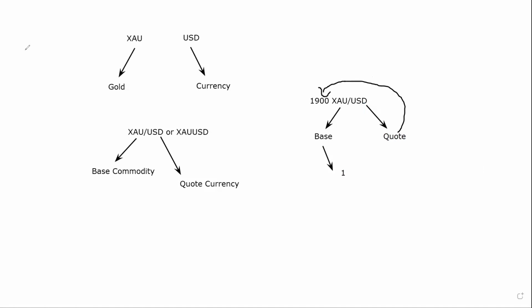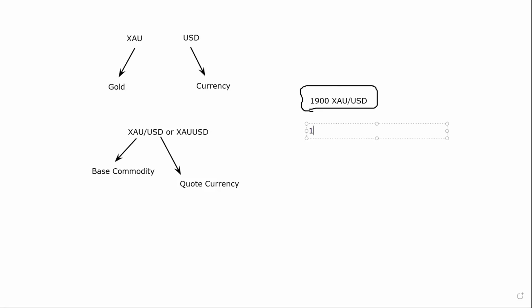So how are we going to interpret it? This is the value of our exchange rate, the gold US dollar exchange rate. So we will write it down as: the value of the base commodity is always 1. So we will say 1 XAU is equal to 1900 US dollar. As we know, the value of the quote currency is equal to the exchange rate, so 1 XAU is equal to 1900 US dollar. I hope you are clear about base commodity or base currency and the quote currency.